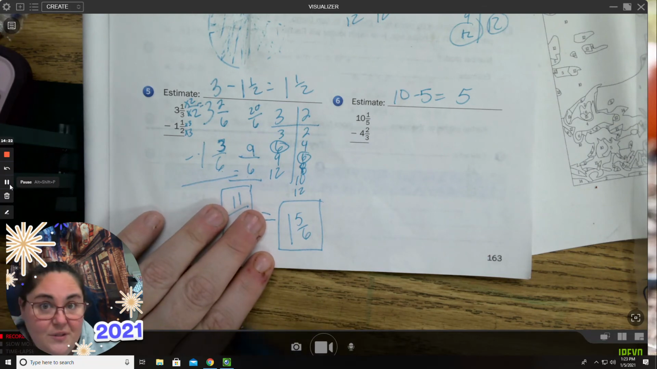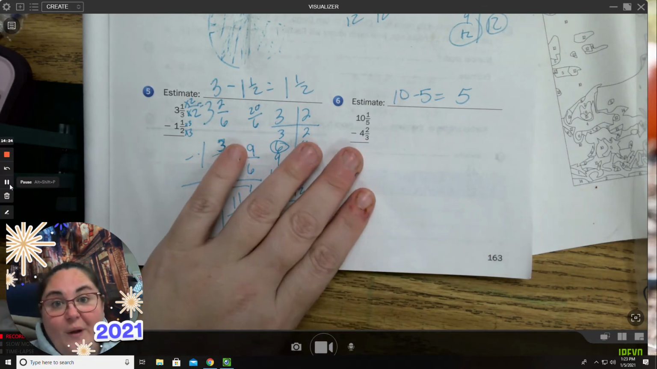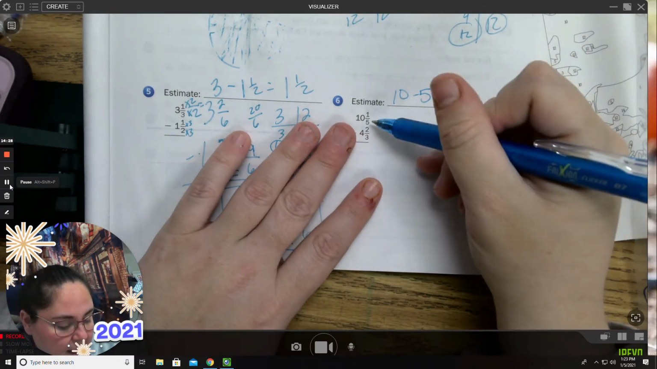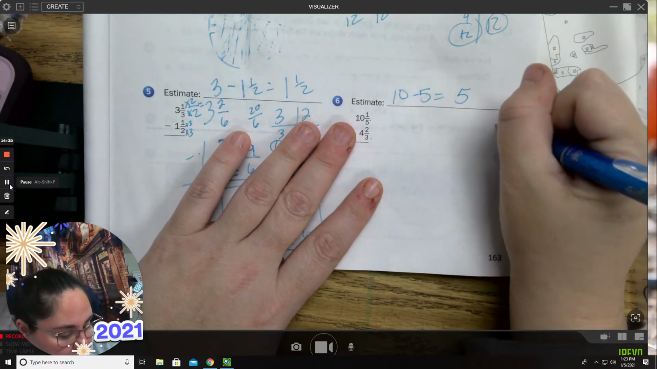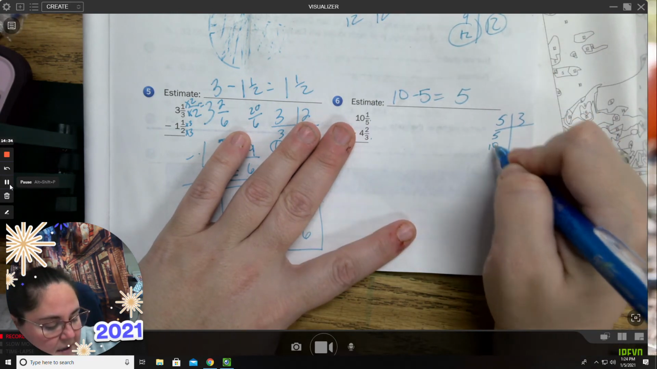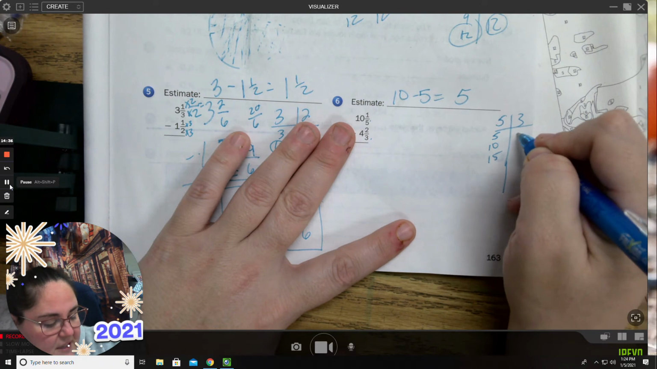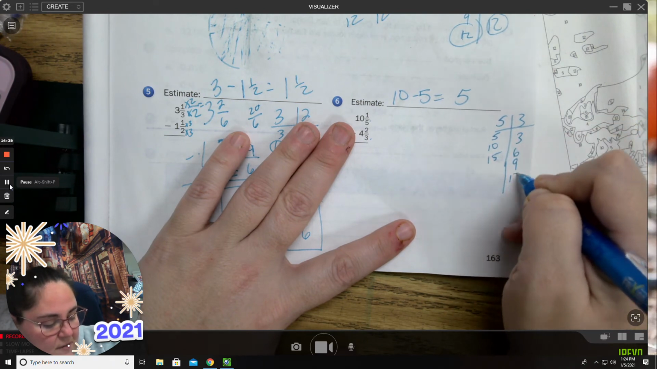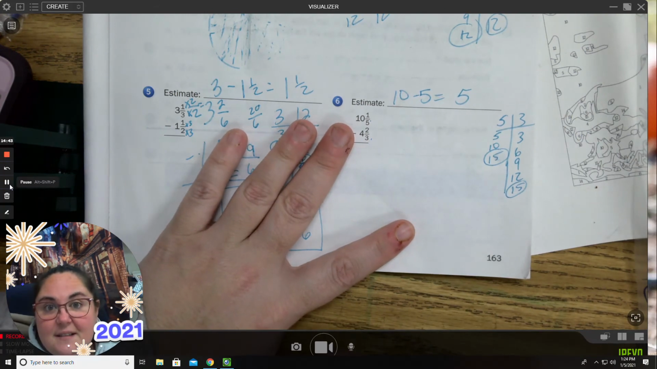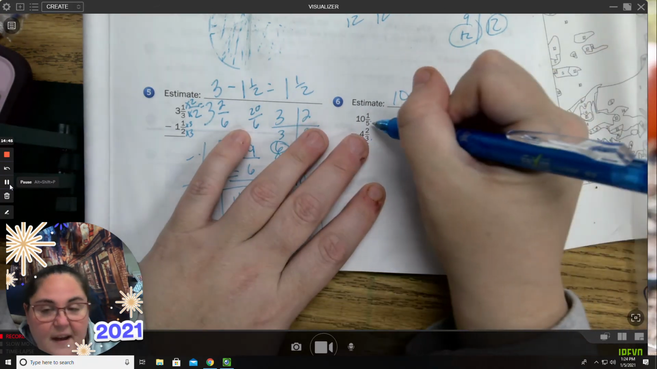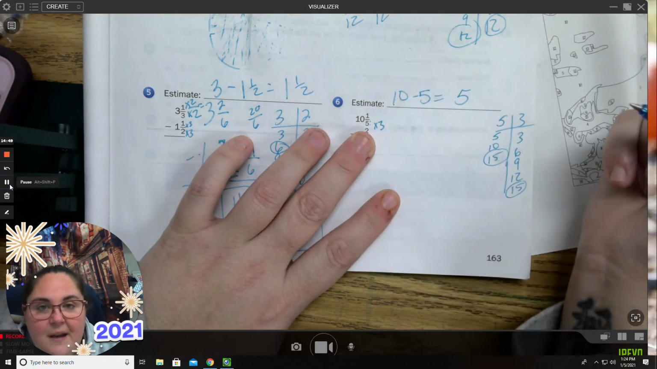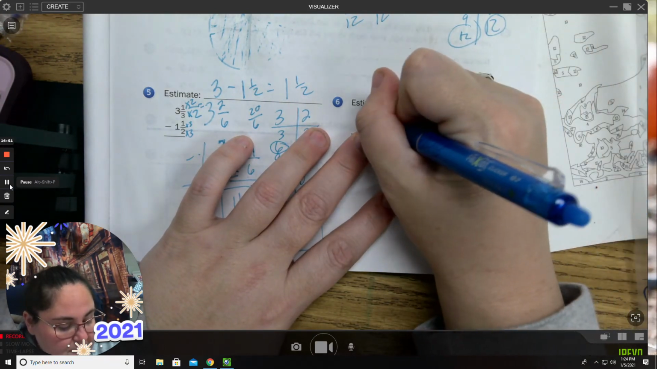All right, to do this question, I'm going to do a picture way this time. First of all, I'm going to find my common denominator. I have a 5 and a 3. 5, 10, 15. 3, 6, 9, 12, 15. My common denominator is going to be 15. To make the 5 into a 15, I'm going to multiply by 3. Whatever I do to the bottom, I do to the top.